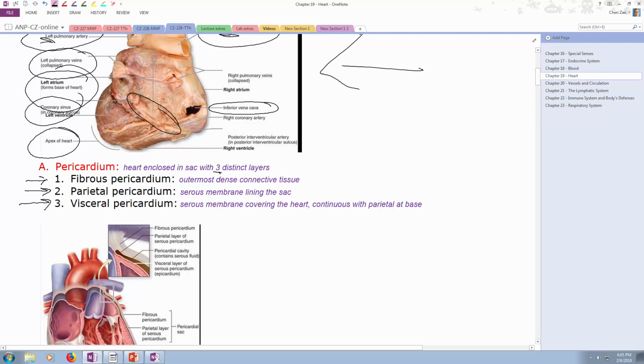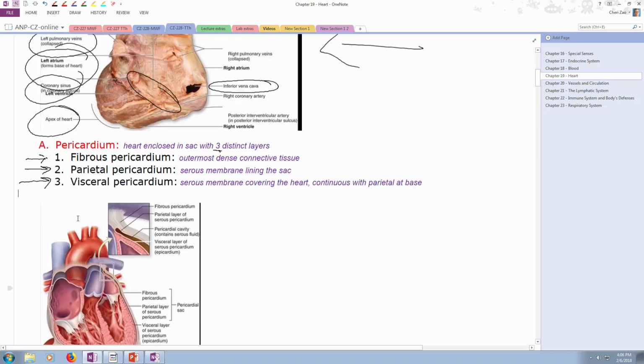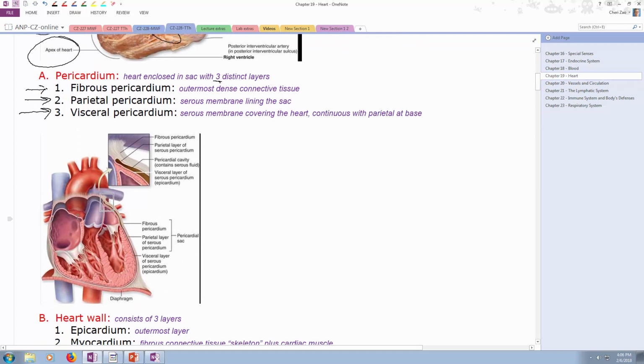So the serous membrane covers the heart, which is suspended inside the pericardial sac. And our notes state it's continuous with the parietal at the base of the heart, which is where the great vessels actually come in and out and where our atria are actually located. Our cartoon here is showing you the fibrous pericardium on the outside, and then it's showing you the nice thin layer of parietal pericardium or serosa. And then on the surface of the heart, we have that visceral layer.